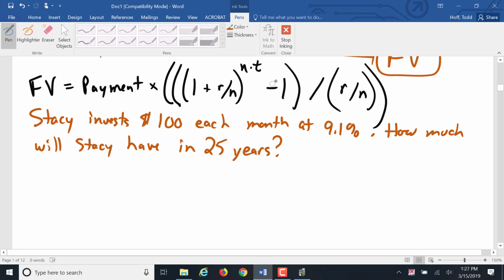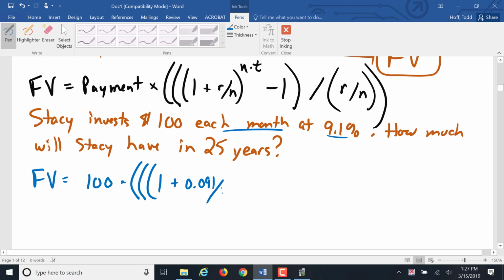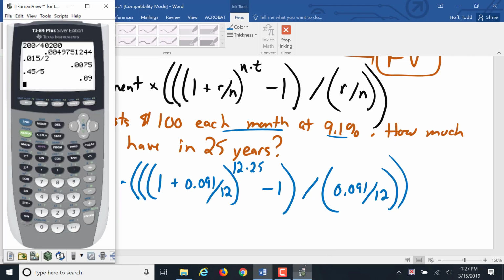So using our formula, we're finding the future value. The payment amount is $100 per month times 3 open parentheses, 1 plus our rate of 9.1%, which is 0.091. Paid in each month, so N is 12 monthly. To the power of 12 times 25, minus 1. Close our parentheses, divided by open parentheses, our rate of 0.091 divided by N of 12. And we close those parentheses twice.